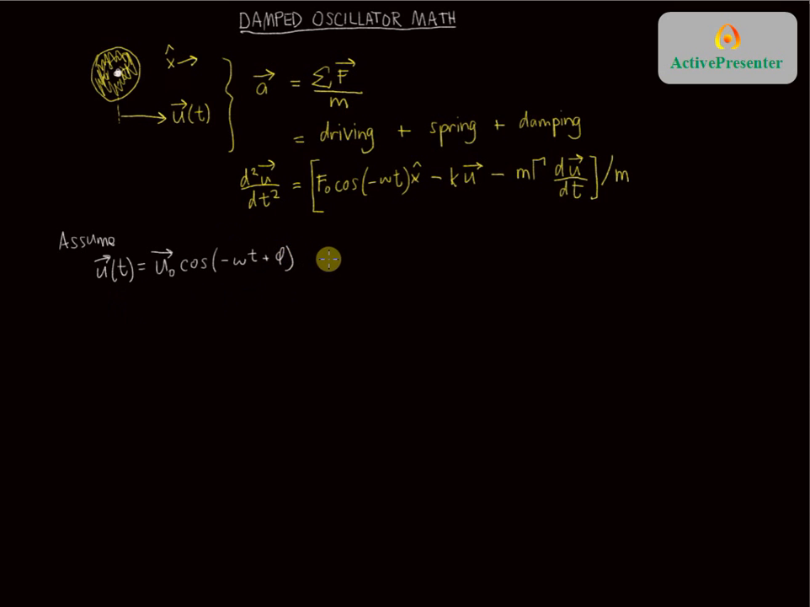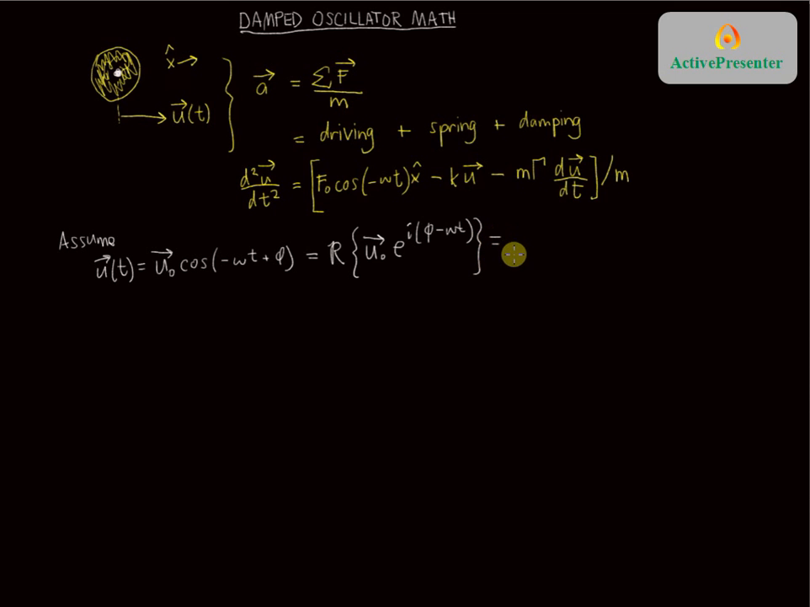Now here's where we start playing the complex number game. This, we can notice, is equal to the real part of this u0 vector. There's nothing complex about that. And then cosine of that expression is equal to e to the i phi minus omega t.